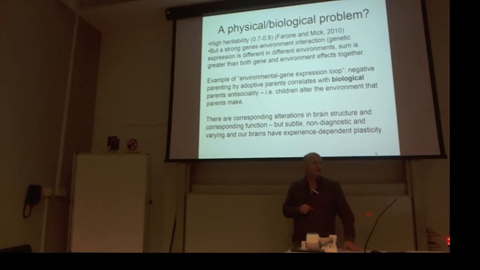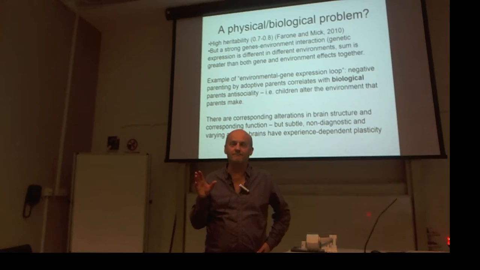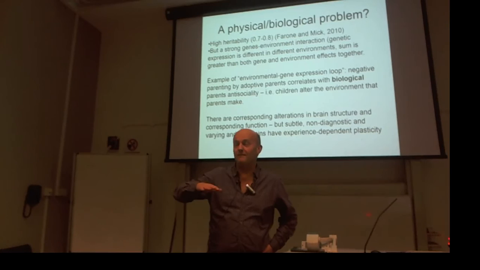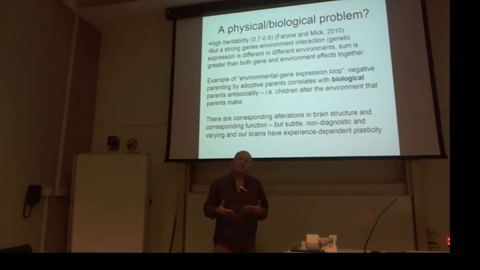Is it a physiological problem? Is it biological? Well, you get high heritability. High heritability means that if both your parents have ADHD, then there's quite a strong likelihood that you're going to have ADHD. If one of your parents does, you're still going to be above average. These things are determined using twin studies and those sorts of techniques. But what they don't do is identify the genes.